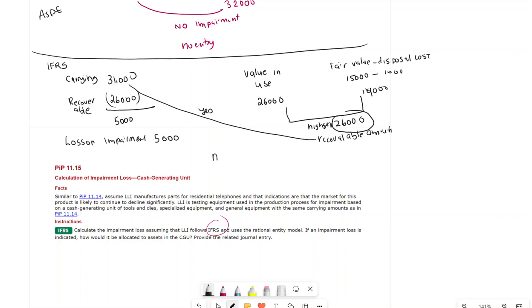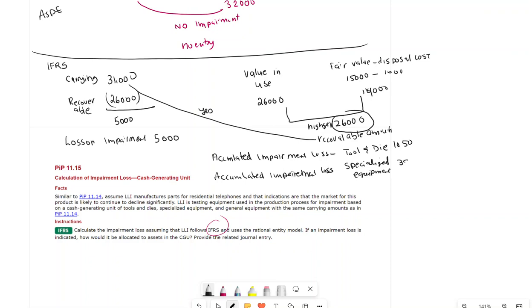Credit will be your accumulated impairment loss on tool and die, and the next one was specialized equipment. In this case, the first one was 1,050, the second one will be 3,950.